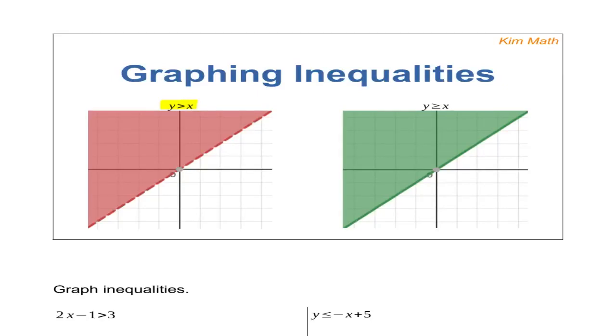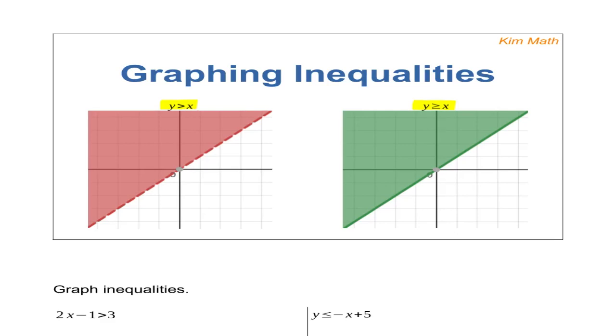Hi everyone. Today we will discuss how to graph inequalities. Here we have two examples: y is greater than x, or y is greater than or equal to x.